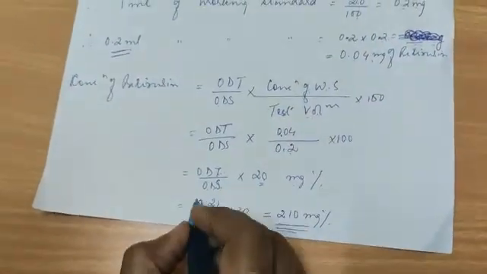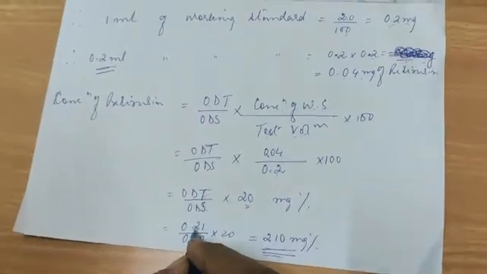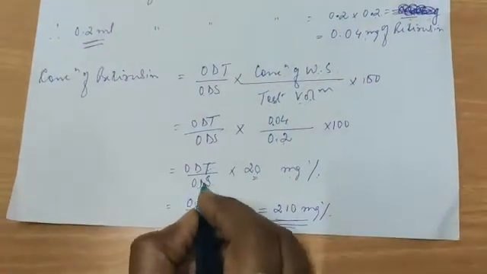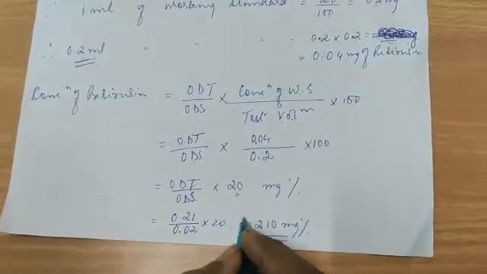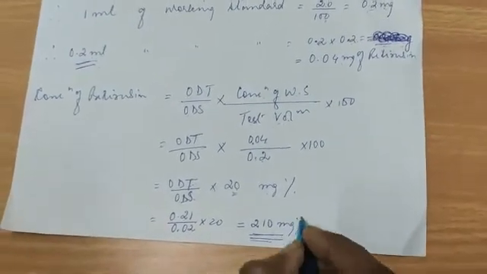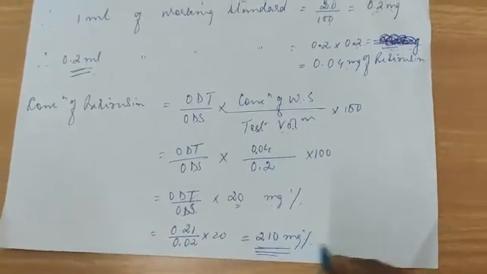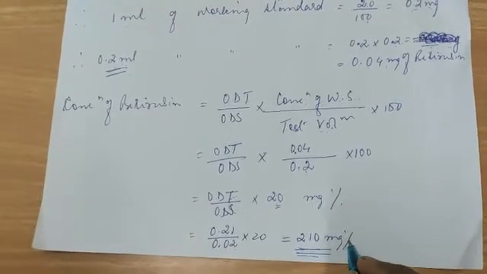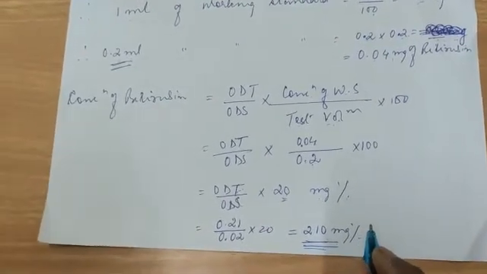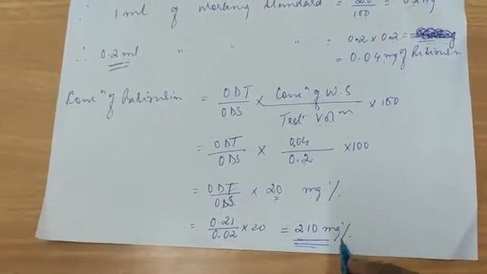So here in our test, the ODT of the test was 0.21, the optical density of the standard was 0.02, and if we multiply it by 20 we get 210. So the amount of bilirubin in the sample was very high, which is more than the normal range. It is 210 milligram %. So we can say that the person is suffering from jaundice or hyperbilirubinemia.